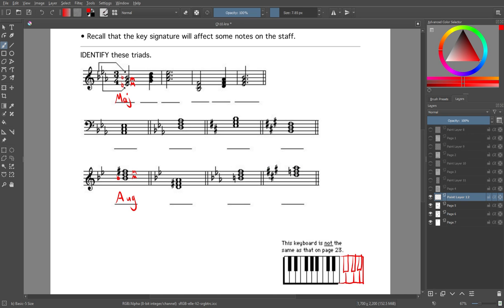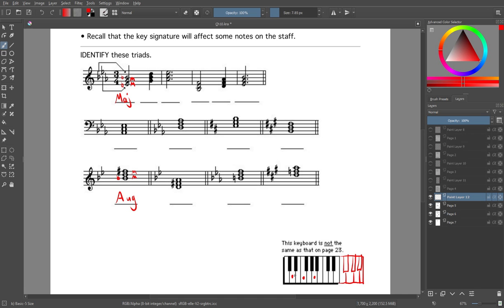So our sharps are on F, C, and G. The only sharp we have to worry about is one on F because we have a note on F, but it is canceled out by this natural. So we have just all naturals, D, F, and A. D, F, A.